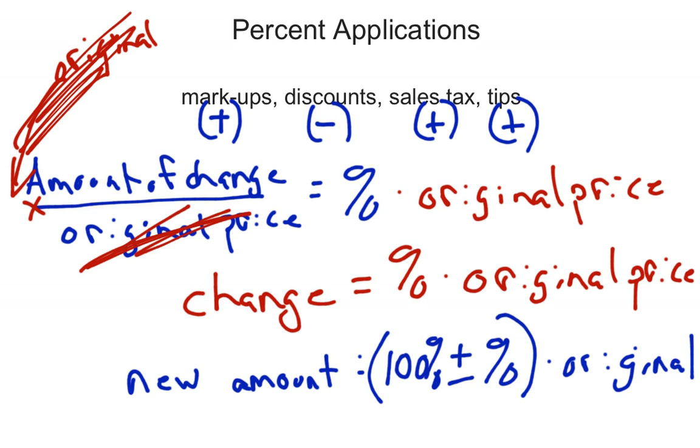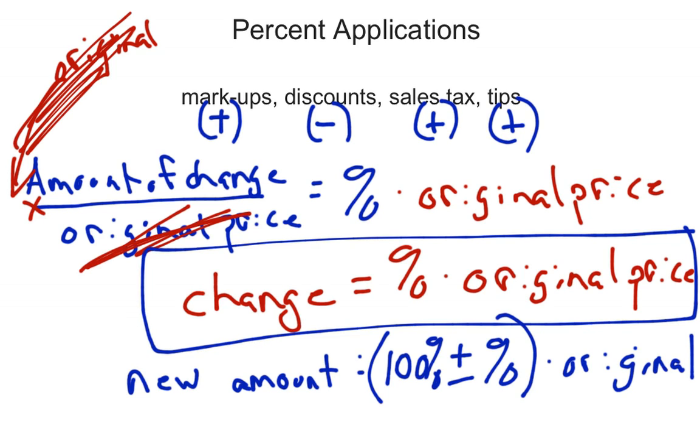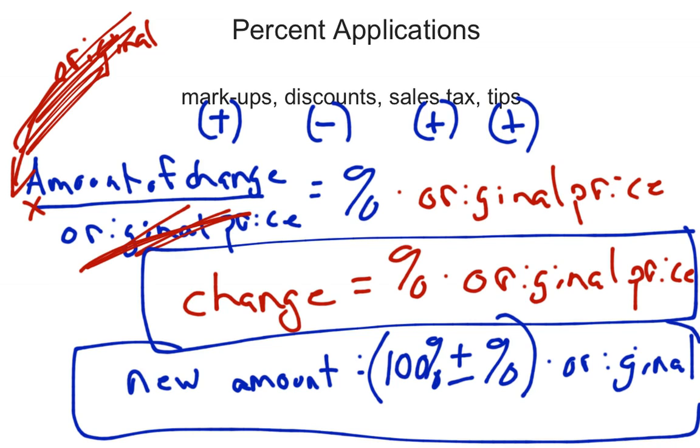So the two equations we really have to remember today are this: change equals your percent times the original price, and the other one is that your new amount is going to equal 100% plus or minus the new percent, times the original.